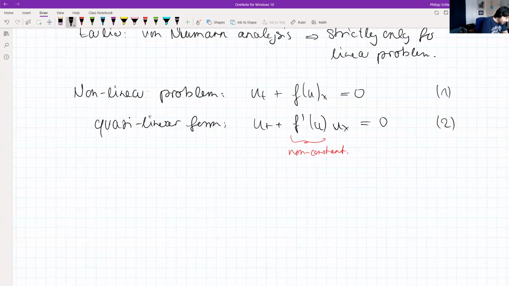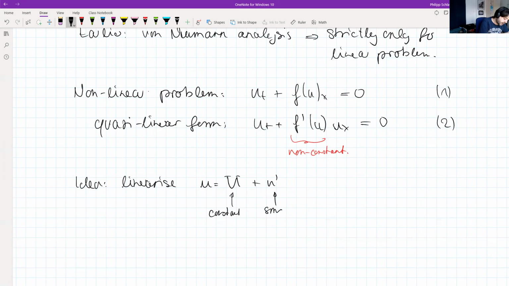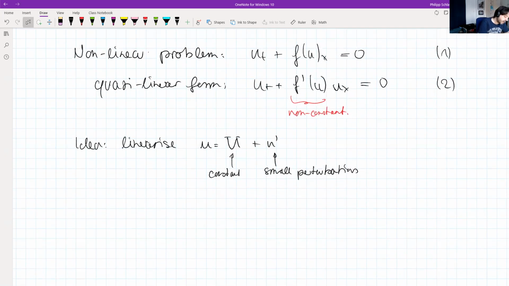So now the idea is we linearize, and we linearize in the sense that we assume that my solution u is some sort of base state, capital U, plus a small fluctuation, u prime. This capital U we assume to be constant, and u prime would then carry all the fluctuations. So we can say that these are small perturbations. And this I can call equation number 3.